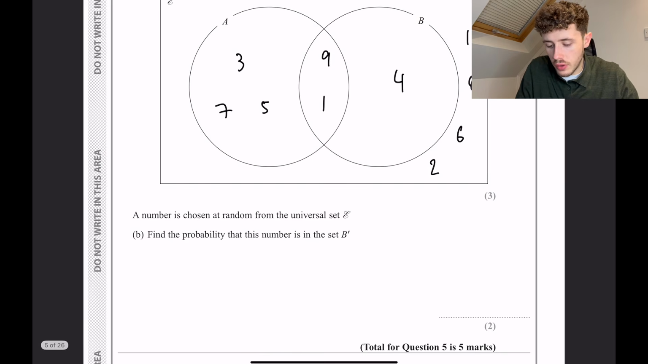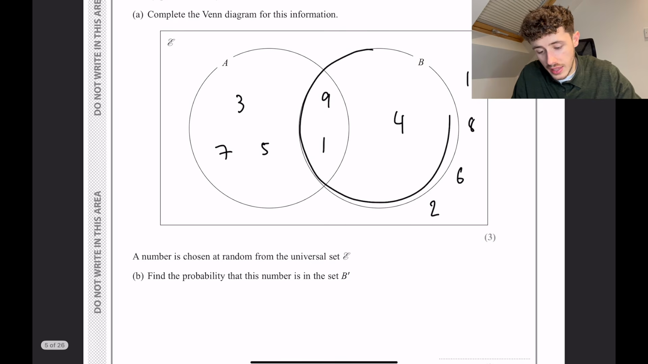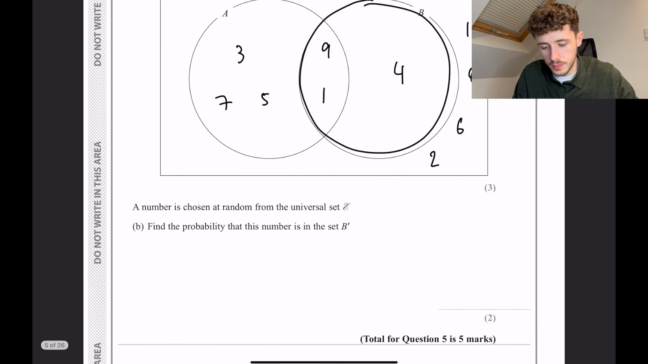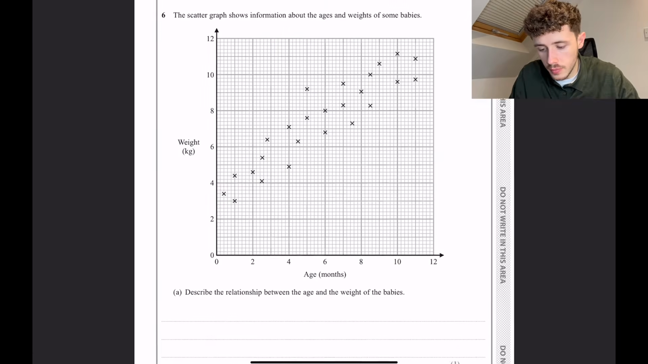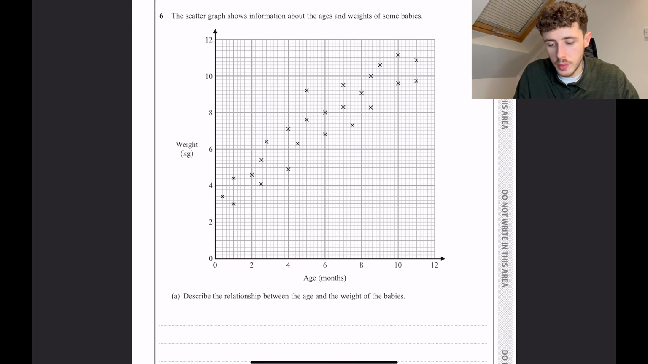A number is chosen at random from the universal set. Find the probability that this number is in the set B dash. B dash just means not in B. This is B, which is 3 of the numbers. So it would leave 7 out of 10 to not be in B, and that would be your probability. Also 0.7 or 70%.